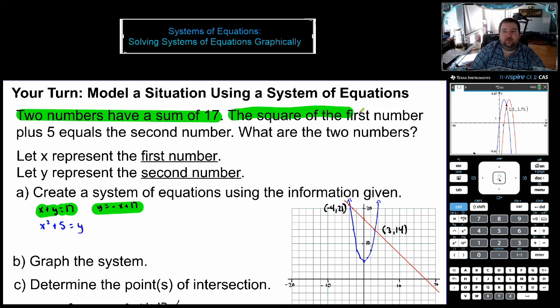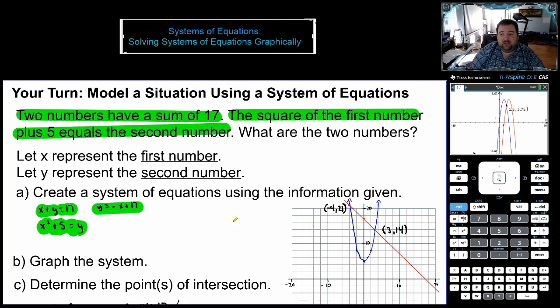Then we're told the square of the first number, and the first number was x, so the square of the first number plus 5 equals the second number. And there we have two equations. Y equals -x plus 17, well that's a line, right? So I have to change my axes here. Each box is 2, and so here's 10, 12, 14, 16, 17. So there's my y-intercept, and a slope of -1 allows me to plot my line there in red.